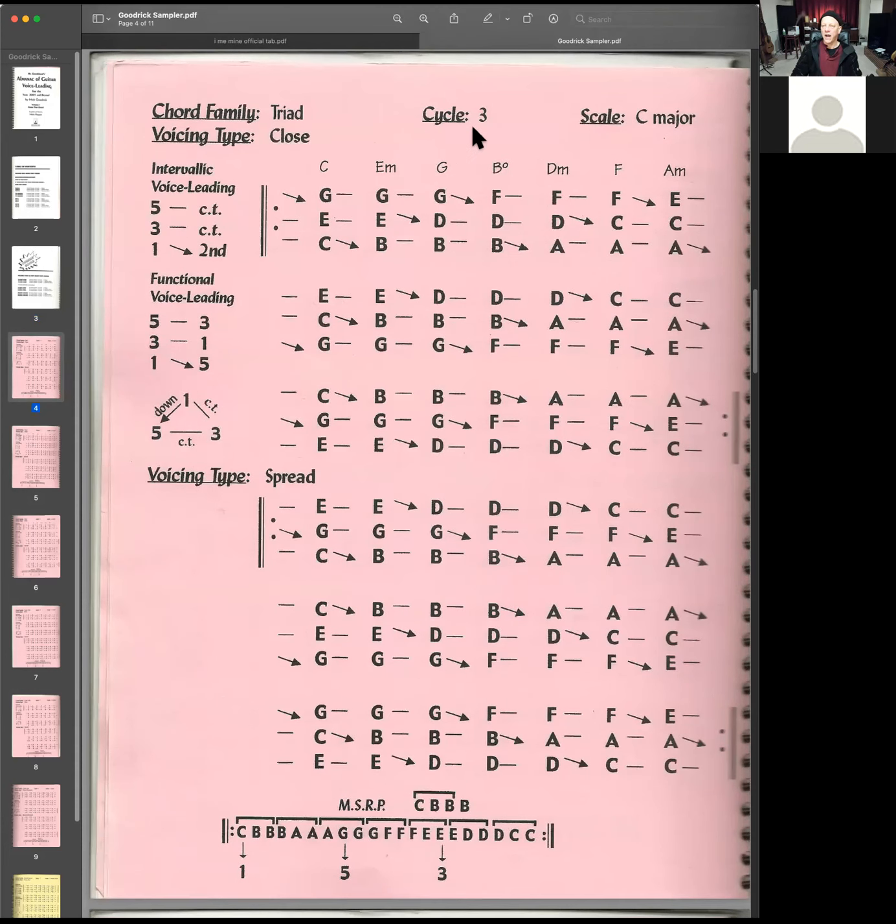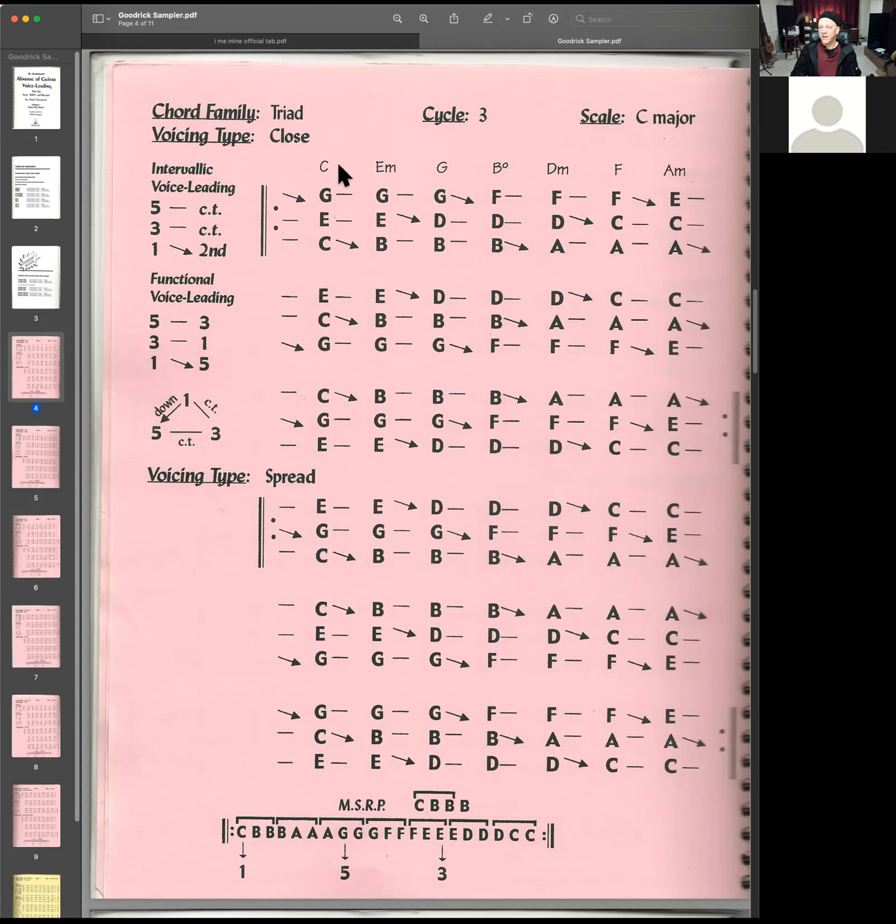So we're moving by thirds, and this one is cycle 3. He's moving up. He calls moving down by thirds cycle 6. When I teach people how to go up or down by thirds with this particular piece of paper, I just encourage people to play it backwards. Play this chord, then this chord, then this chord, then this chord, then this chord.